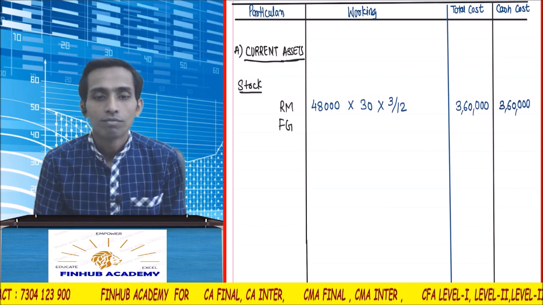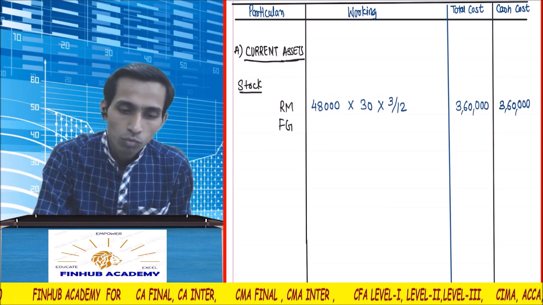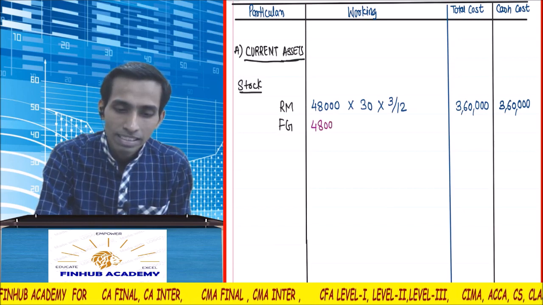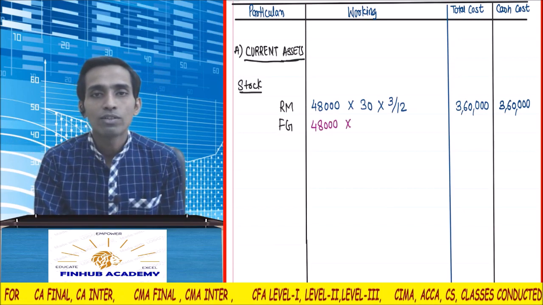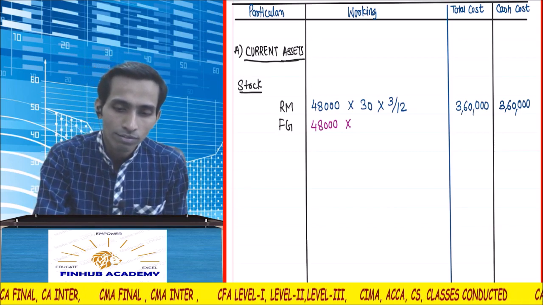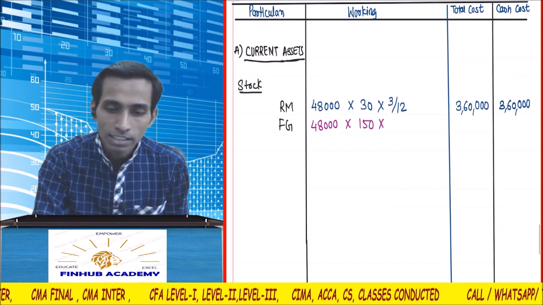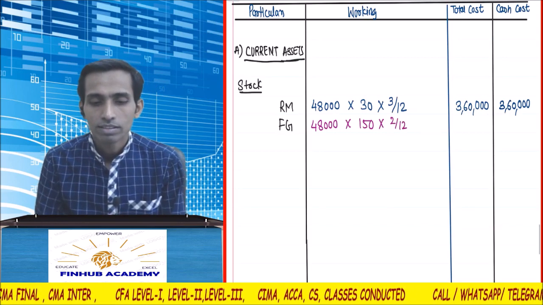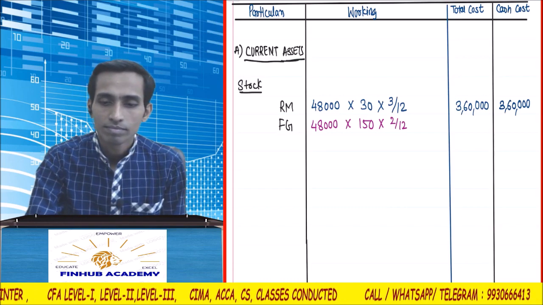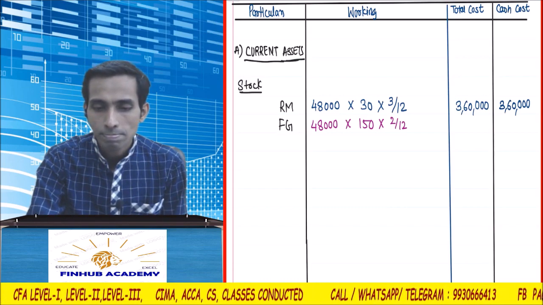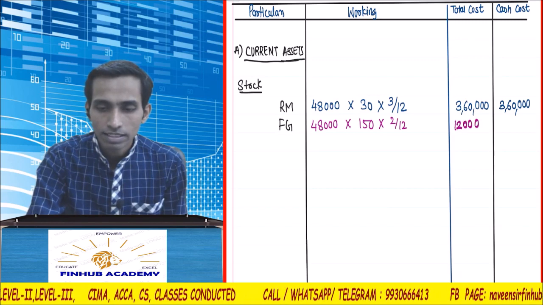Okay. Finished goods. What is the units? 48,000 multiplied by, finished goods will be valued at cost. What is the total cost? 150 multiplied by what is the period? 2 by 12. What is the figure? 12 lakhs. The figure is 12 lakh.